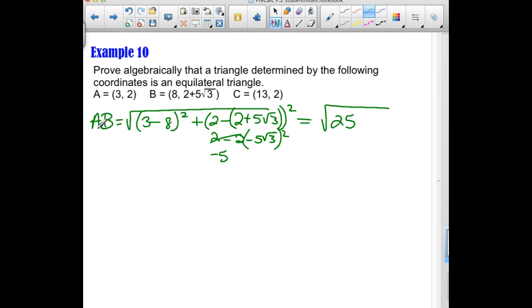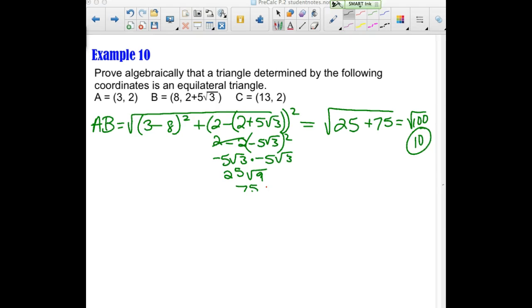And if you think about it, negative 5 root 3 times negative 5 root 3 is 25 root 9, but root 9 is 3, which gives us 75. And here we have the square root of 100, which is just 10. Okay, that's our first side. All right, our second side, we can look at segment BC. We will do the same thing.